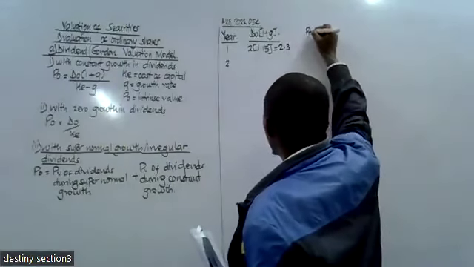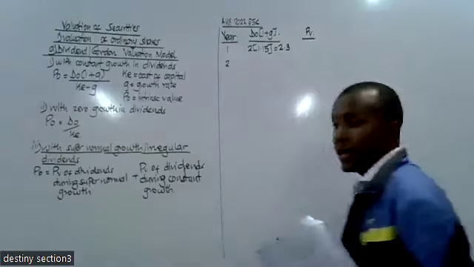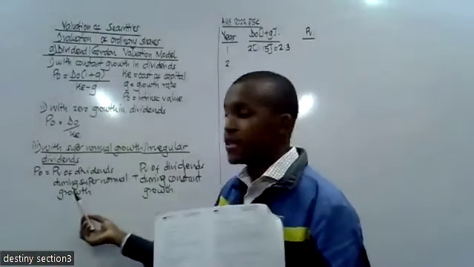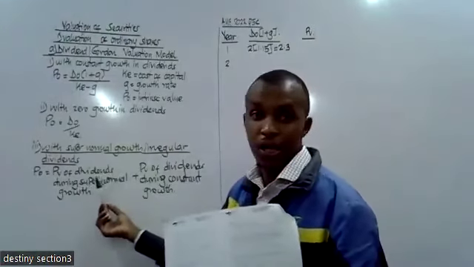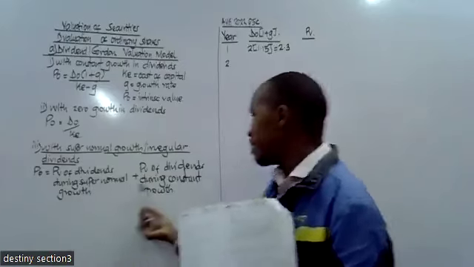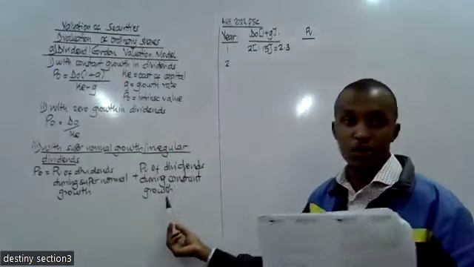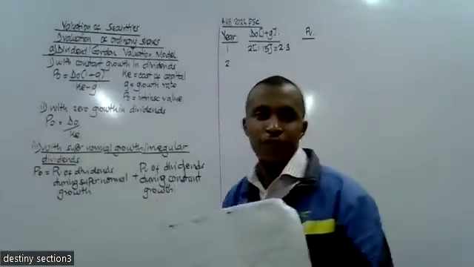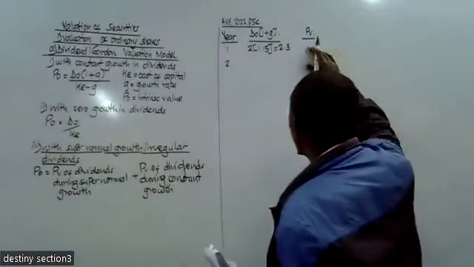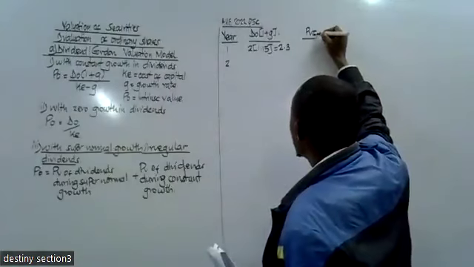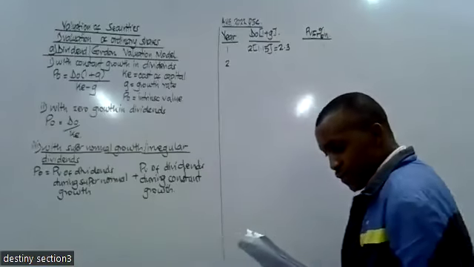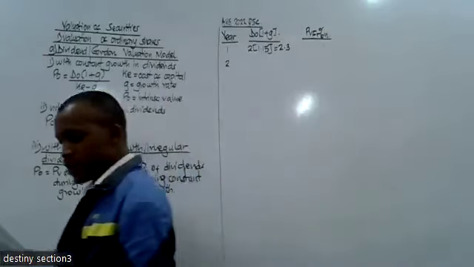Then you get the present value of this dividend. Remember, we see that the present value of dividends that are growing irregularly is given by the present value of dividends during supernormal growth, plus the present value of dividends during constant growth. So the supernormal growth in the first 3 years is 15%. To get your present value, you must have your present value interest factor at R percent, N, where R is the rate of discounting or the rate of return.